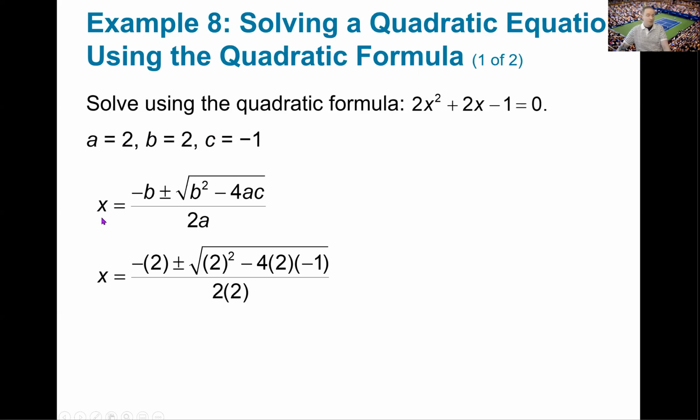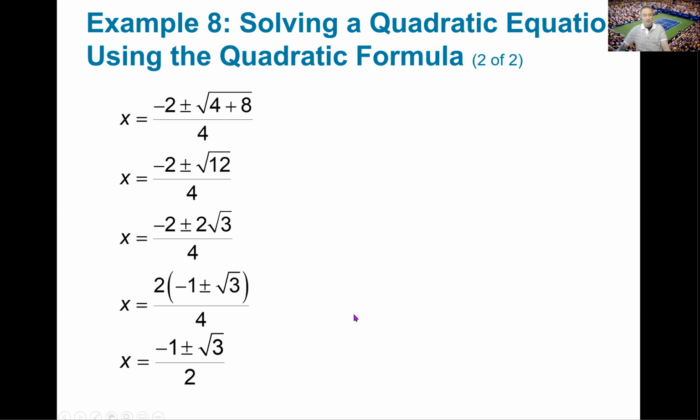So you know your solutions for x are going to be negative b plus or minus the square root of b squared minus 4ac all over 2a. Well, plug the numbers in. Negative b, that's going to be negative 2 plus or minus the square root. b squared becomes 2 squared minus 4 times a, which is 2, times c, which is negative 1. All over 2a, 2 times 2. Now it's just simplifying that out.